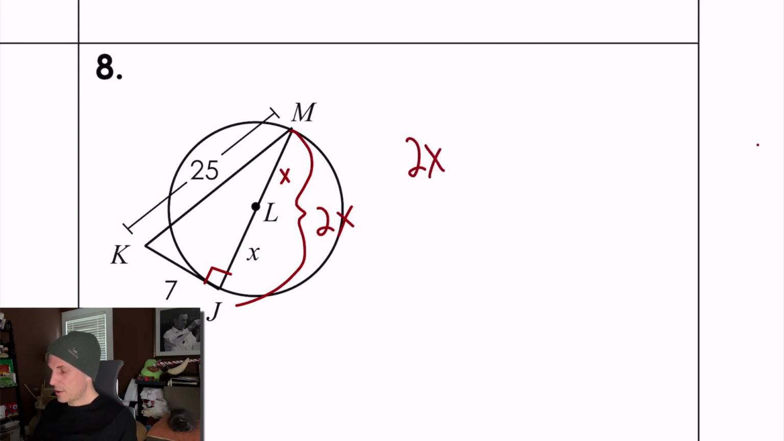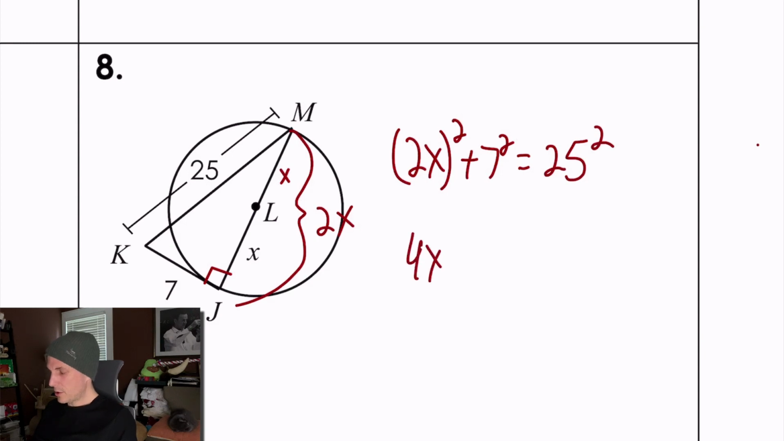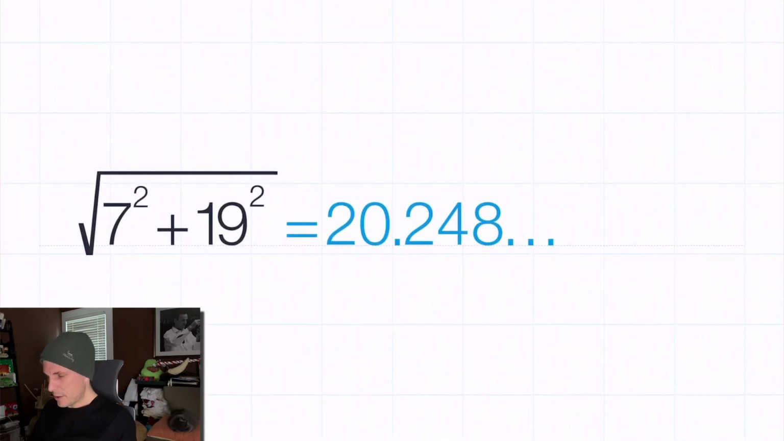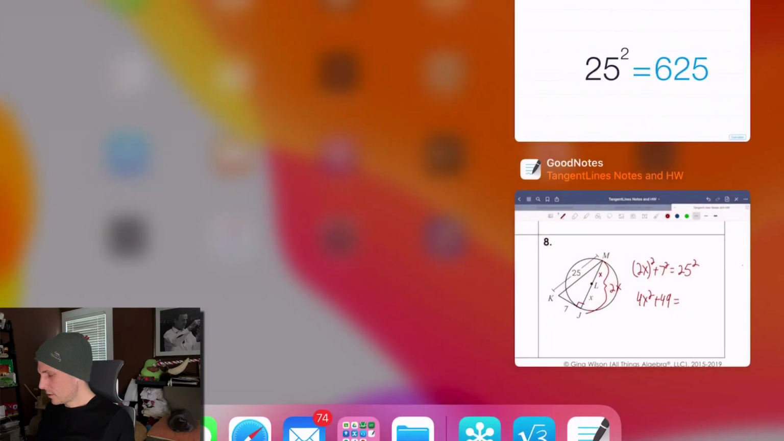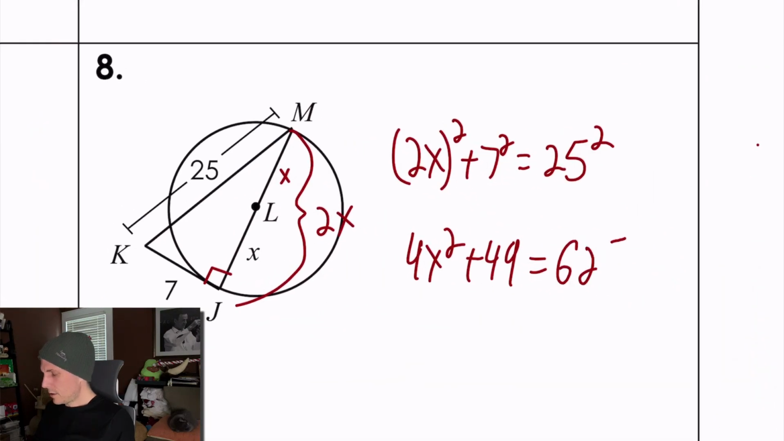Now we can go ahead and use the Pythagorean theorem. So we have 2X quantity squared plus 7 squared equals 25 squared. 4x squared plus 49 equals 25 squared, which is 625. Then we're going to subtract 49 from both sides. So we have 4x squared equals 625 minus 49.